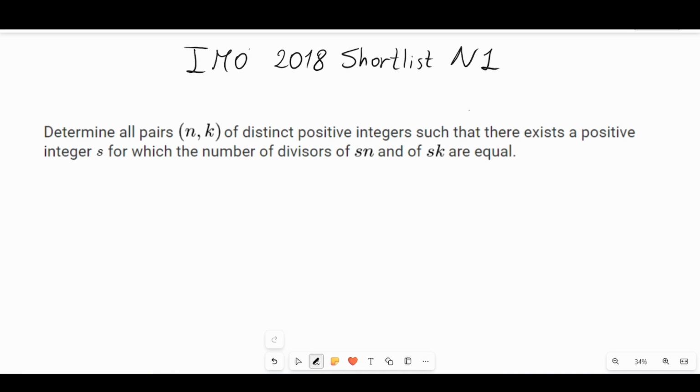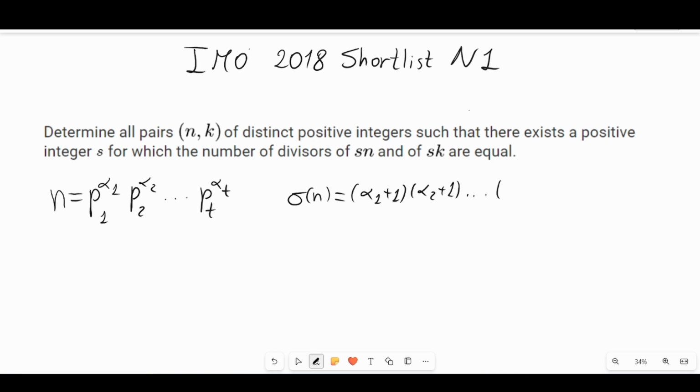At first, to solve the problem, we need to find how to compute the number of divisors for every number n. If we are given the prime factorization of n, p1 to the alpha 1 power, p2 to the alpha 2, all the way up to pt to the alpha t, then the number of divisors of n is given by the formula alpha 1 plus 1 times alpha 2 plus 1 times all the way up to alpha t plus 1. I have already discussed this formula in the previous videos. I will link them in the description. If you have any questions about it, you can look at the video.